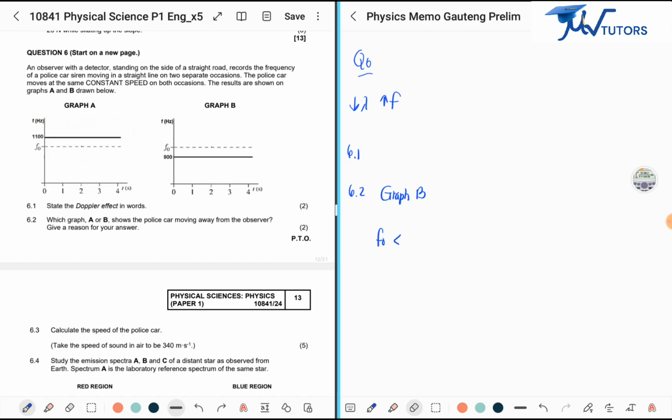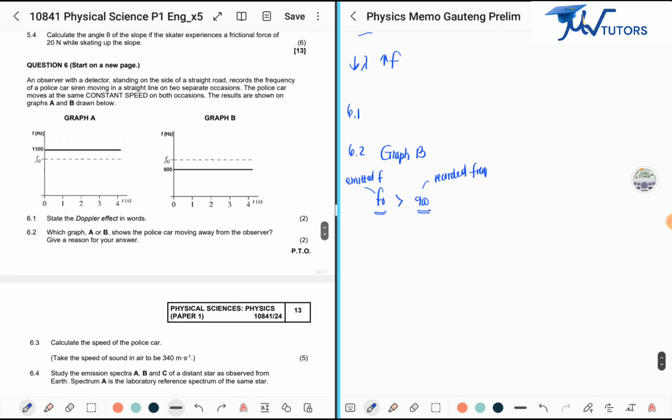Okay, put it this way rather. Or you could say the frequency recorded, this 900, is lower than the emitted frequency. So this being the emitted frequency, and that's the recorded frequency. Okay, so that's that.